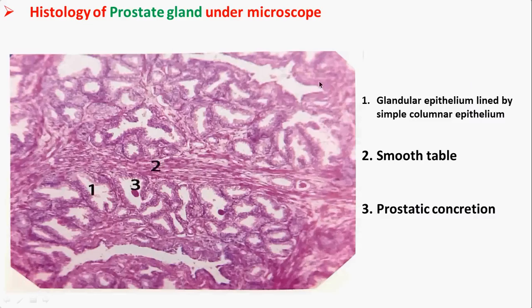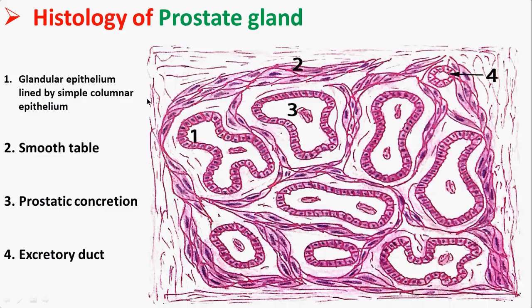Here is the histology of the prostate gland under the microscope. One, this is the glandular epithelium, and two, the smooth muscle. This is the prostatic concretion that we have discussed. Now you can draw this figure, which is also given in your journal. Number 1 is the glandular epithelium, 2 is the smooth muscle, 3 is the prostatic concretion, and fourth, this is the excretory duct.